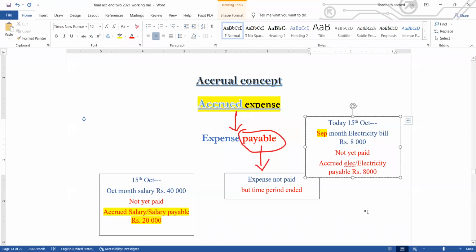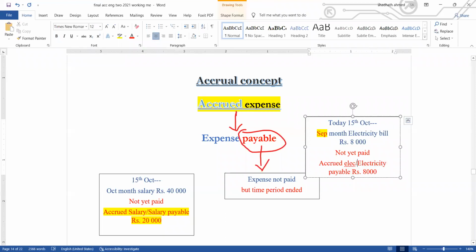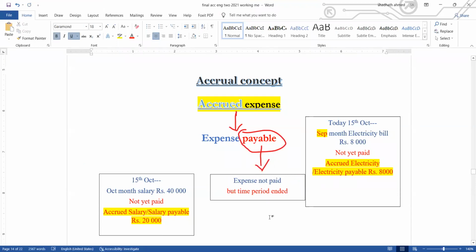Entire amount becomes payable. Accrued electricity or else electricity payable 8,000 because September month ended. Since September month is already ended, you can directly say it is accrued expense. Accrued electricity. See the two different cases.